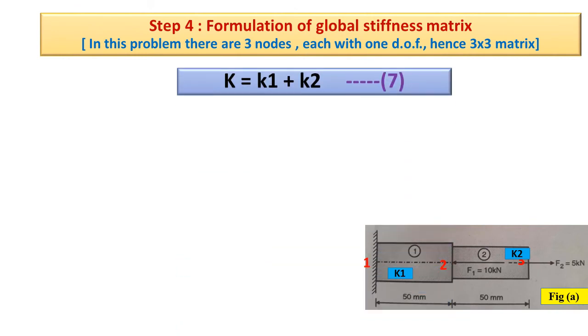Step number 4 is the formulation of the global stiffness matrix. In this problem, as there are 3 nodes, each with 1 degree of freedom, a 3 by 3 matrix will be formed.